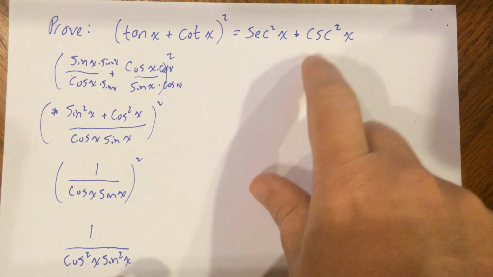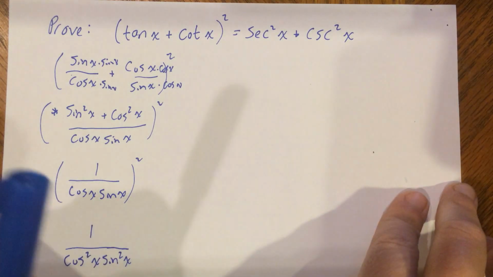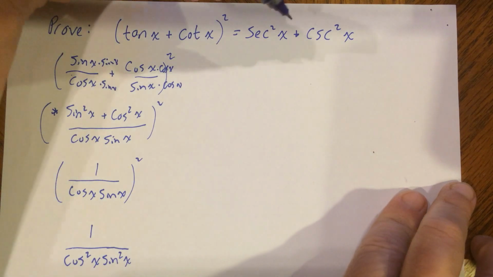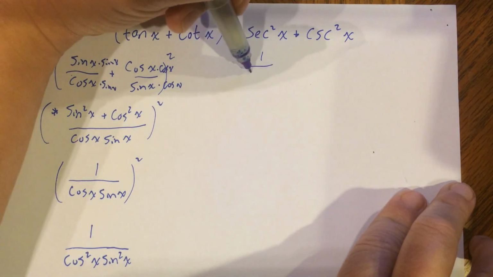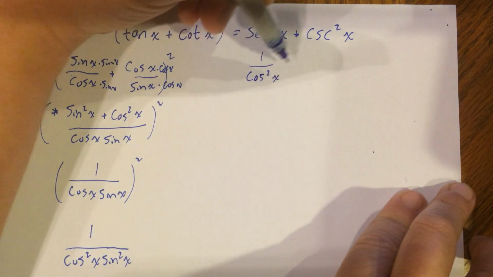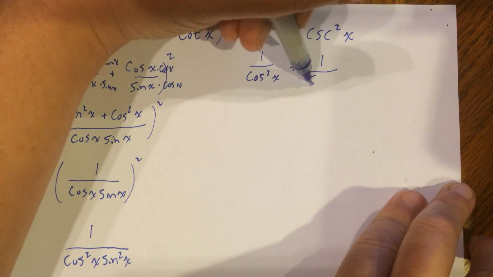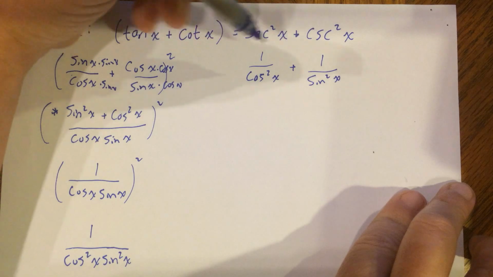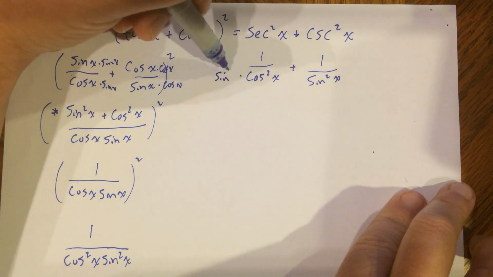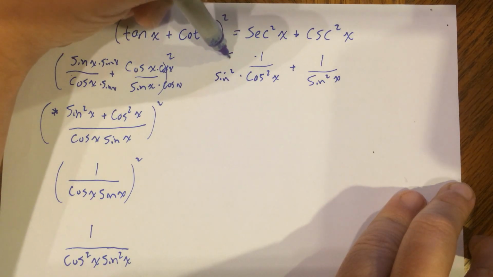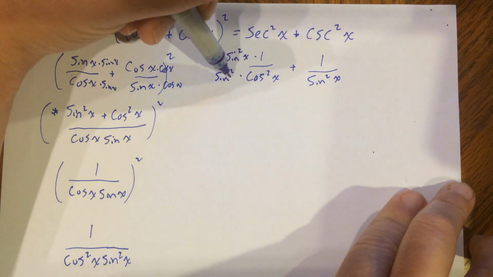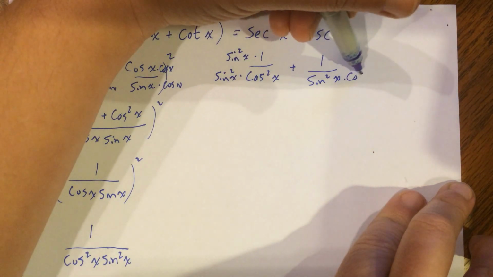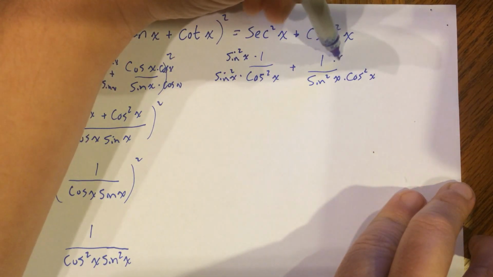So maybe I should start working on this side also. Again, not moving anything, just kind of simplifying it. So secant squared x is 1 over cos squared x. Cosecant squared x is 1 over sine squared x. I can find a common denominator. I'll multiply this one by sine squared. Multiply this one by cos squared, so that way my denominators look the same.